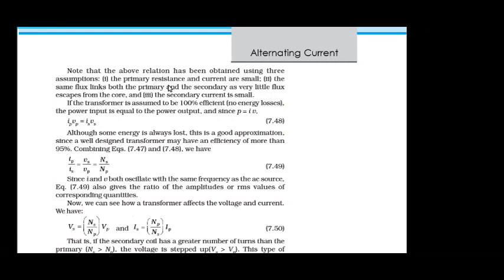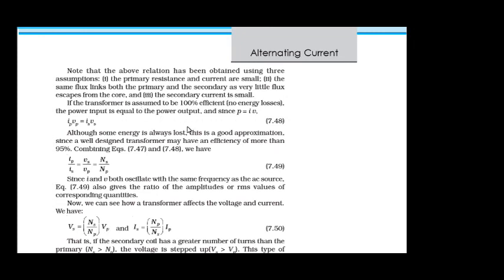First, the primary resistance of the circuit is small. Second, the same flux links both the primary and secondary, and very little flux escapes from the core. Third, the secondary current is small.